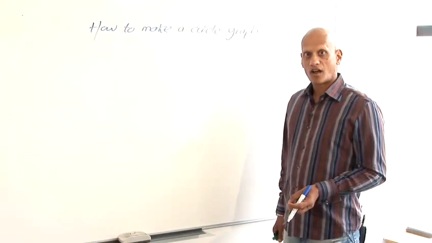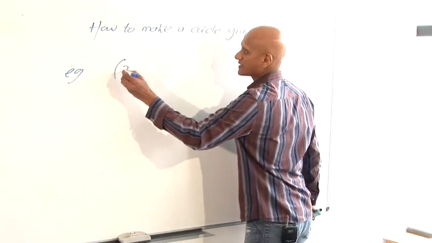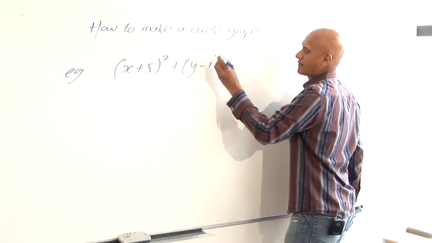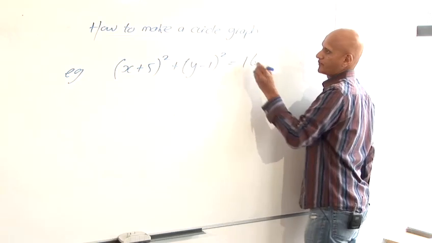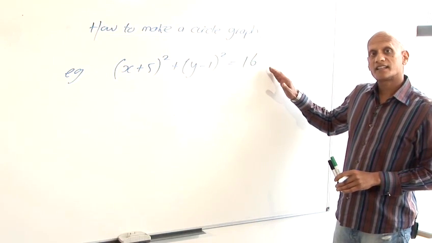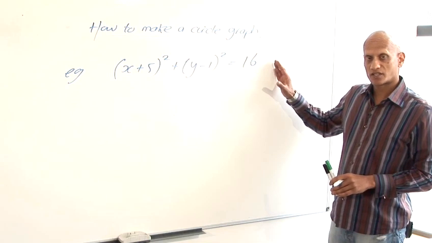How to make a circle graph. I'm going to start off with the equation of a circle, and it might look something like this. If you see an equation of a circle written like that, that's in the factorized form, and that's the best way that we want our equation if we want to graph it.